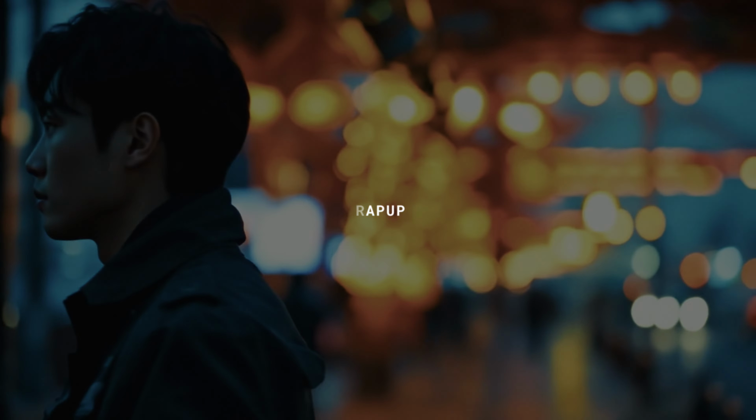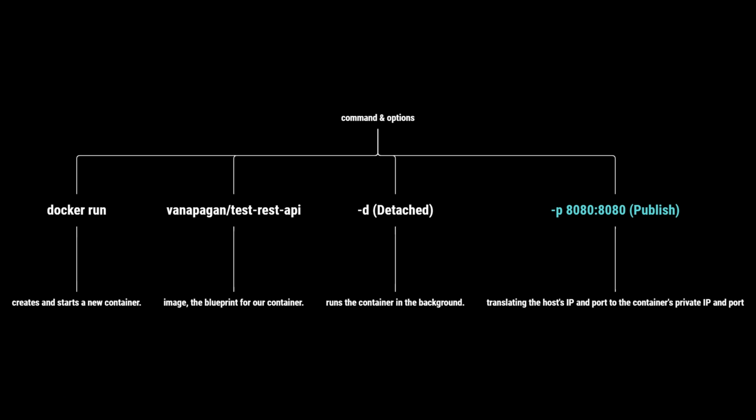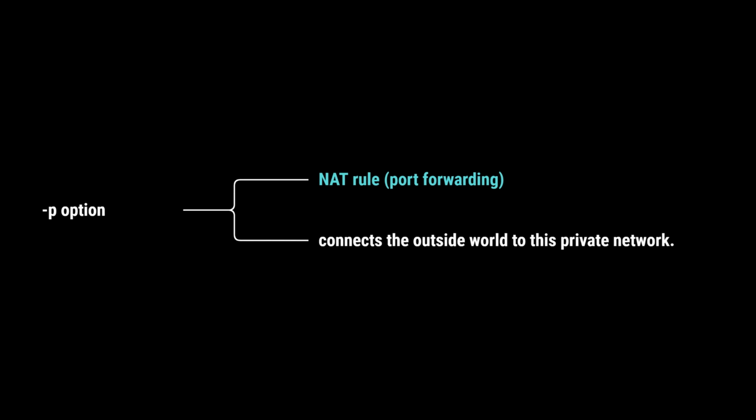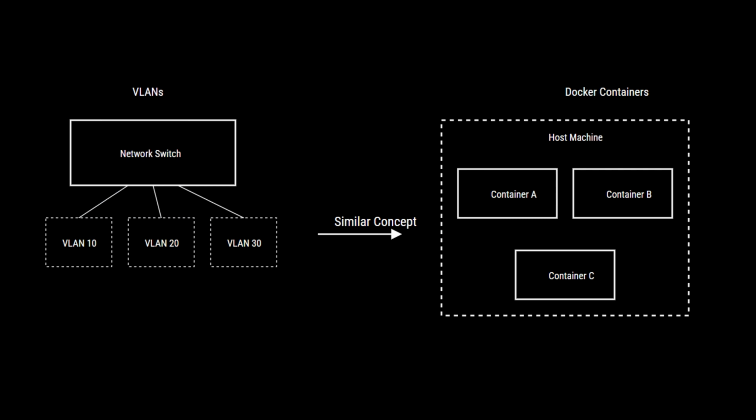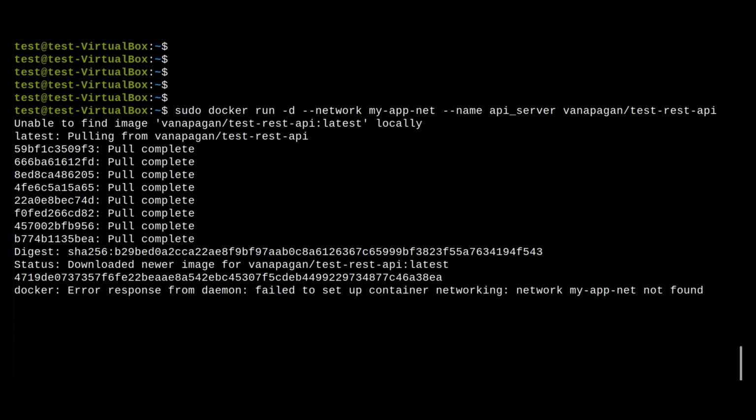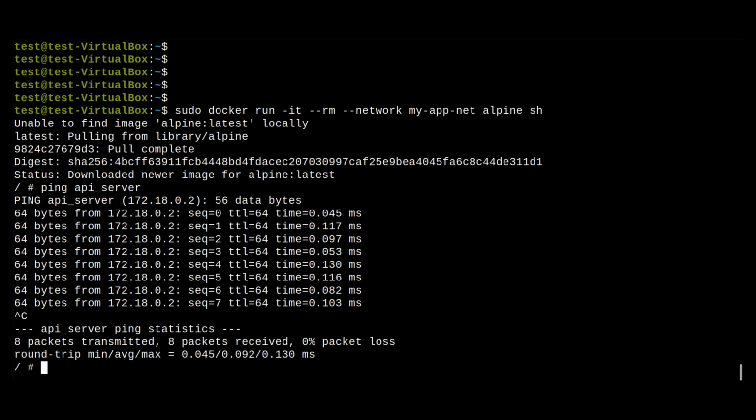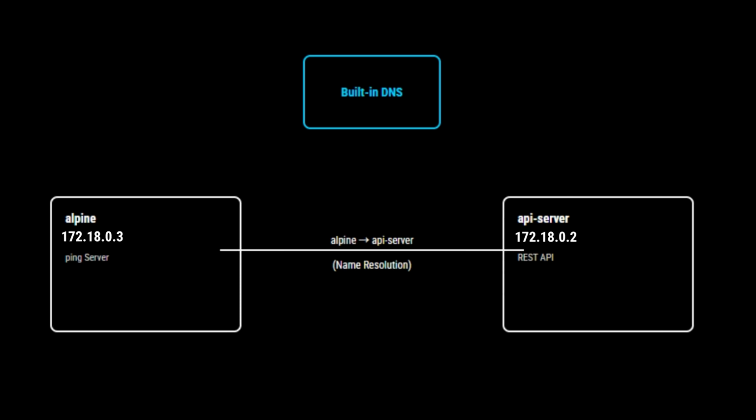Today, we demystified Docker networking using concepts you'll recognize from CCNA. The P option implements static NAT, the external door connecting isolated container networks to the host. Custom networks provide VLAN-like segmentation for security and organization. Internal communication uses a built-in DNS server for service discovery. And we saw how routing tables and virtual interfaces work, just like in physical networks. This knowledge bridges theory and practice for network professionals.